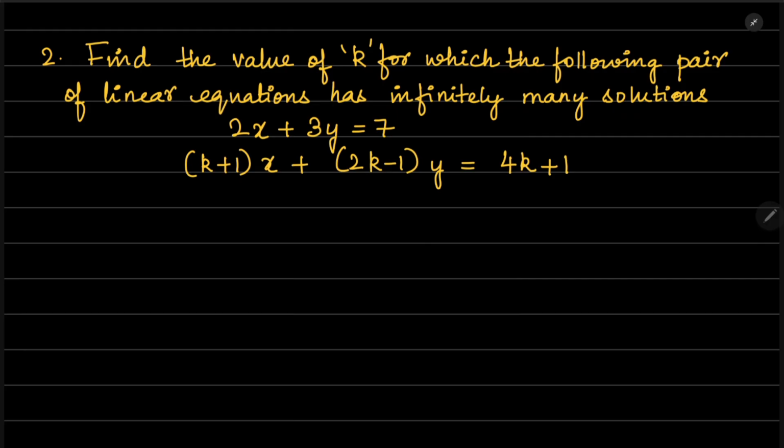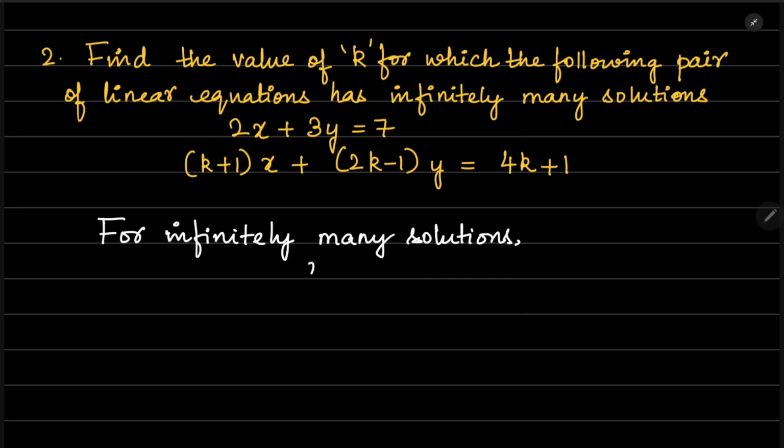In order to do this question, you should remember what is the condition for infinitely many solutions. In order for a pair of linear equations to have infinitely many solutions, what is the condition? That is a1 by a2, which is the coefficient of x in the first and the second equation, should be equal to b1 by b2, the coefficient of y in the first and second equation. It should be equal to the constant term in the first and the second equation.